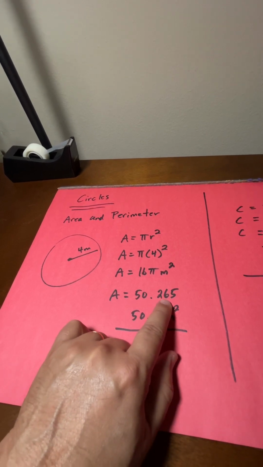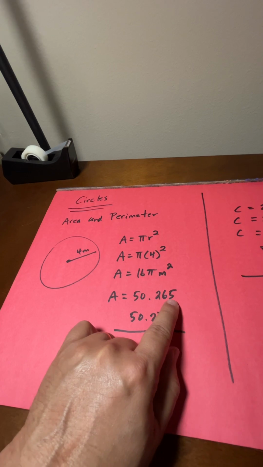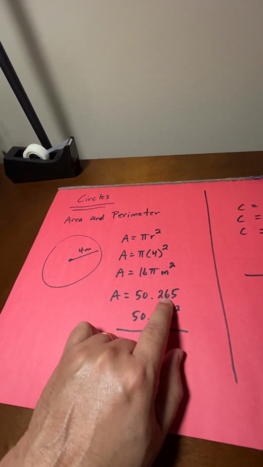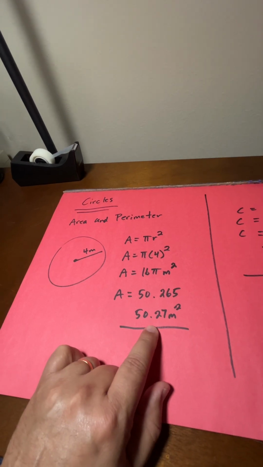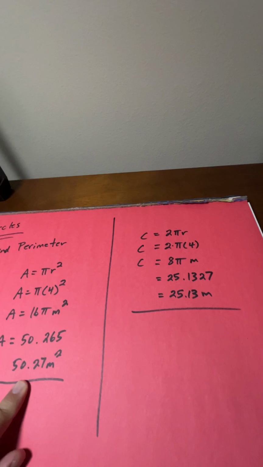So if you're rounding to the nearest hundredth, this is the 10th, this is the 100th. You want to look next door. If this digit is 5 or bigger, you round that one up, and that's why this became this. That's the area. Let's look at perimeter.